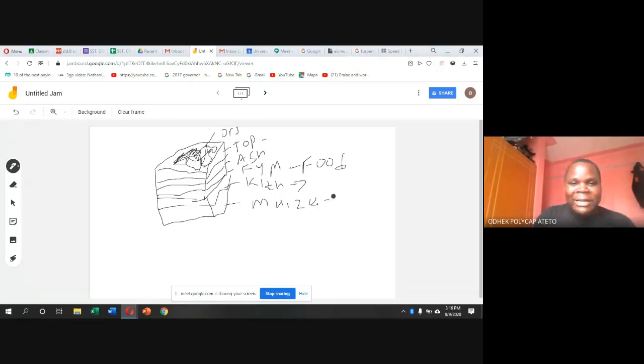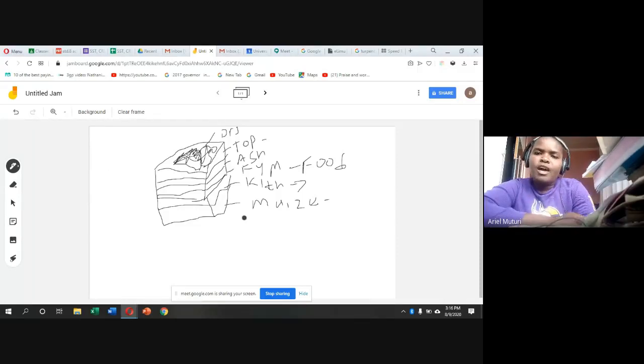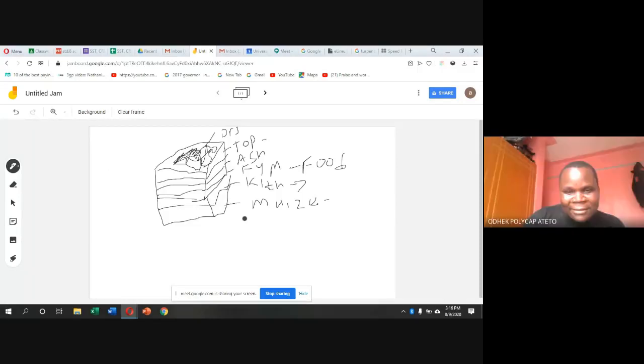Is there anyone with a formula who wants to give us? Does Teacher Ann farm Kenyan maize? Very good. So D stands for dry leaves. T stands for topsoil. A stands for ash. F stands for farmyard. K stands for kitchen refuse. And this one is maize stalk. Very good. Does Teacher Ann farm Kenyan maize?